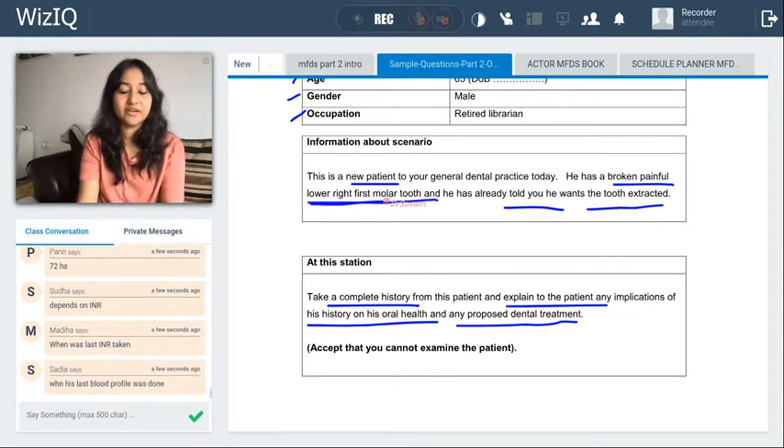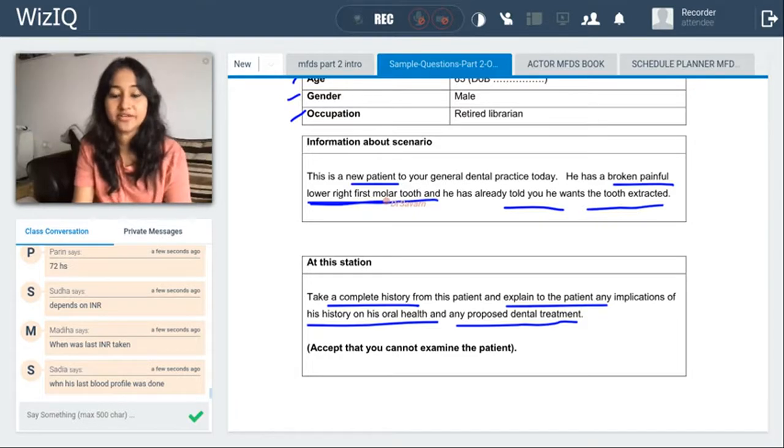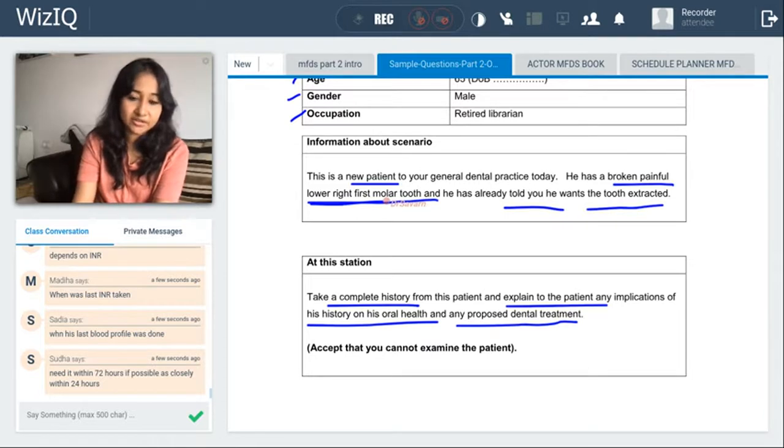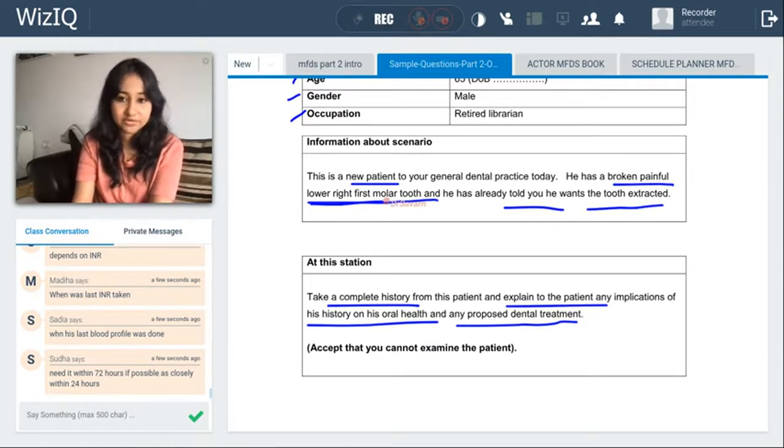Exactly. When was the last INR done? Now, for INR, what do you say? You would not be asking INR. If the patient is taking warfarin, they would mostly know what an INR is, okay? Even then, you would not say, when was the last INR done? You would be asking, when was your last prick test done?